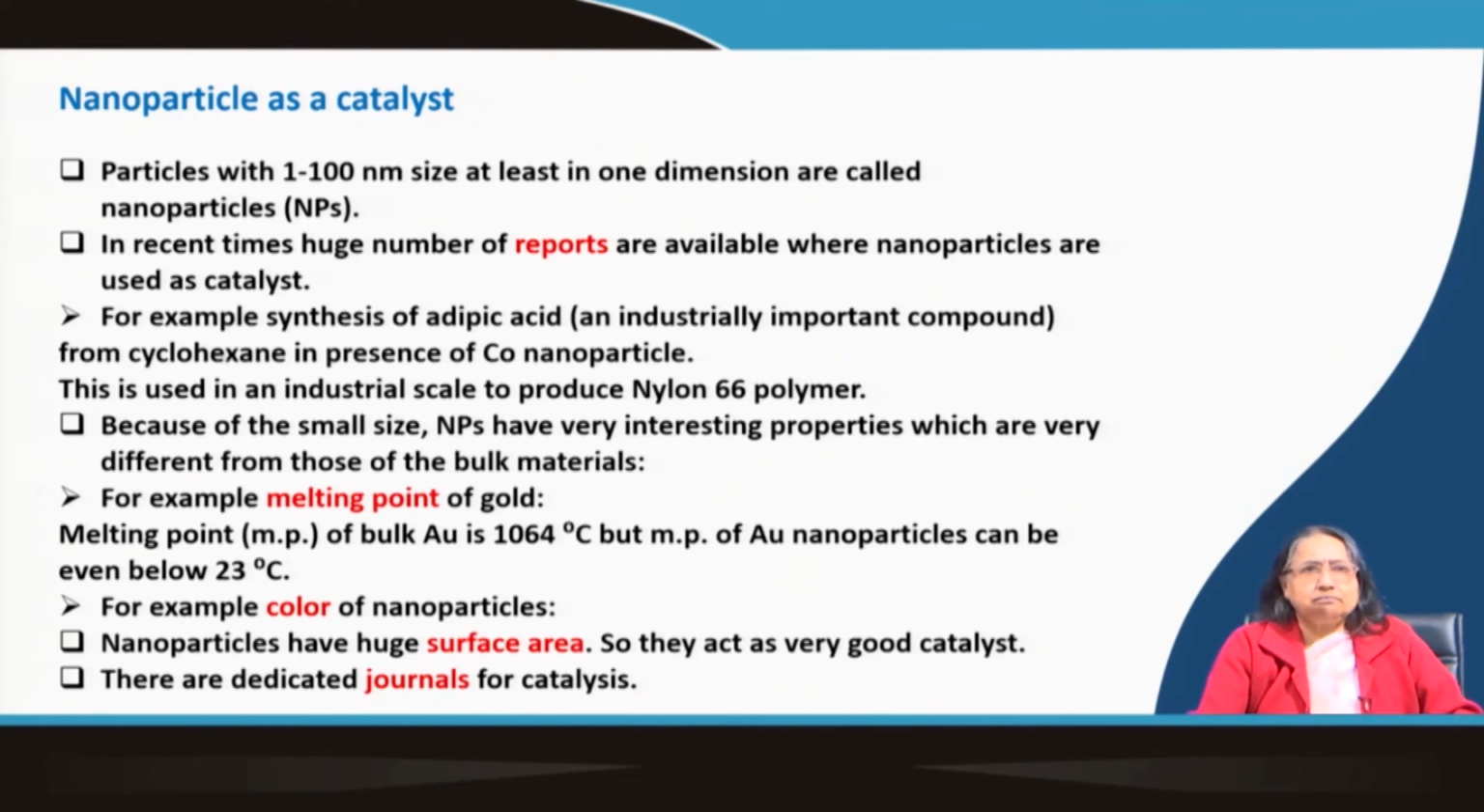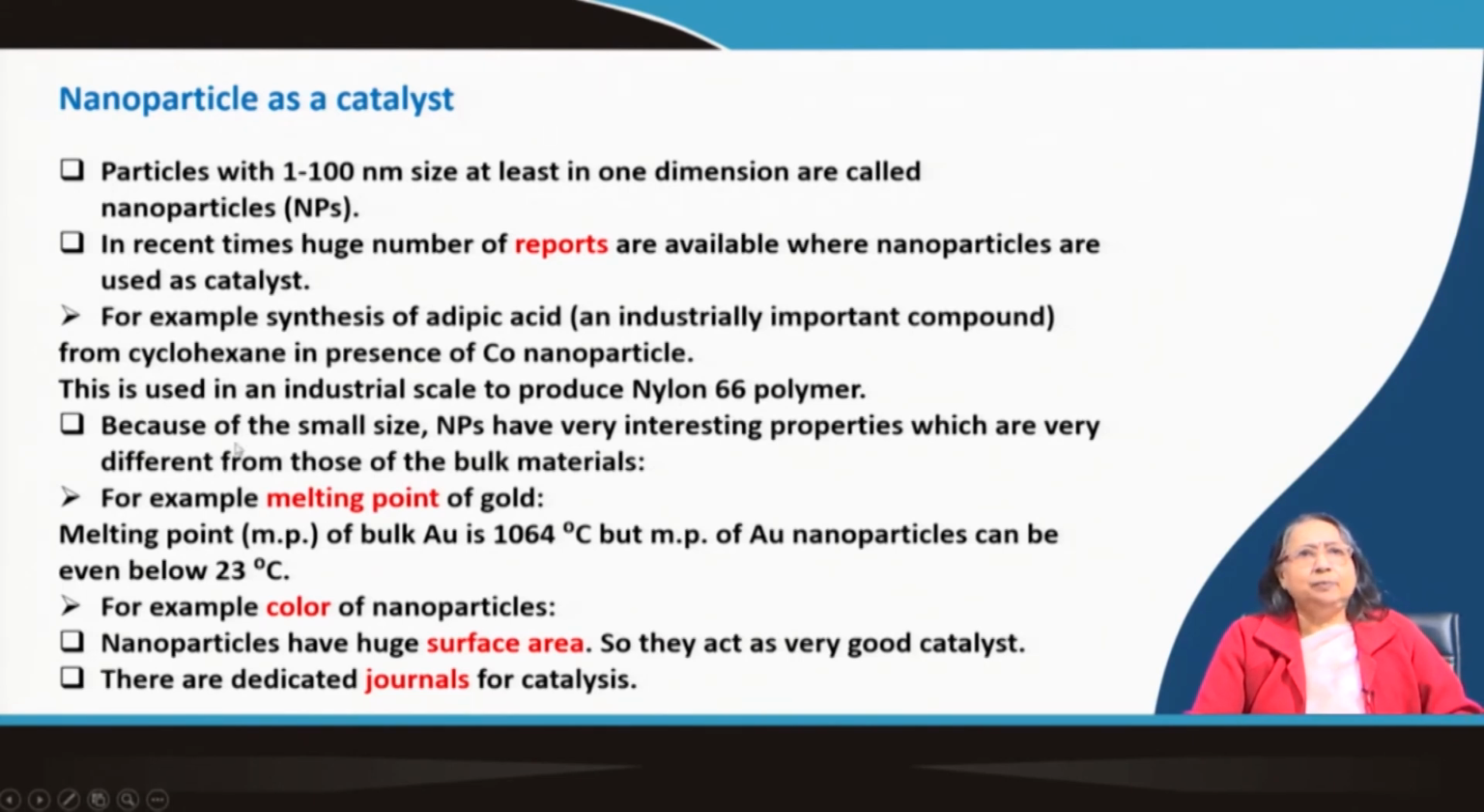It is a cyclic compound, but a saturated compound. So, this can be converted to adipic acid, which is very much important for preparing nylon 66. Nylon 66 is so much important. It can be produced from hexamethylene diamine and adipic acid, by that condensation reaction, that polymer formation. Now, this is the nylon 66 polymer.